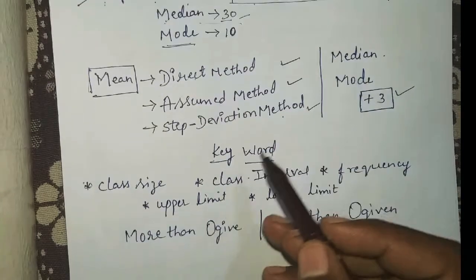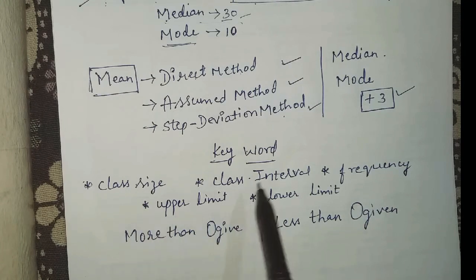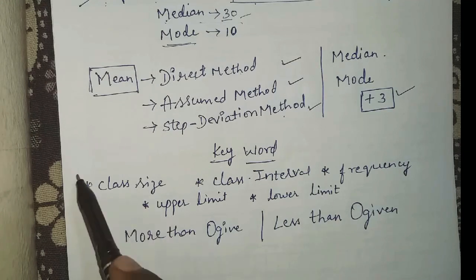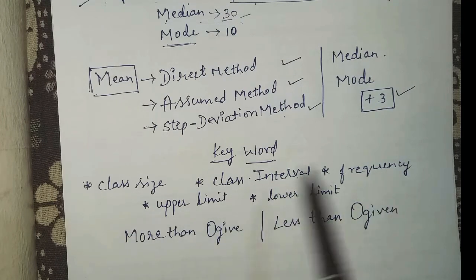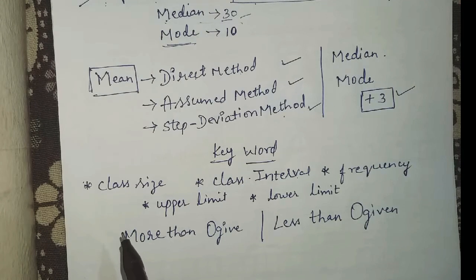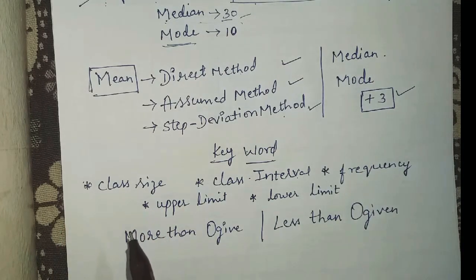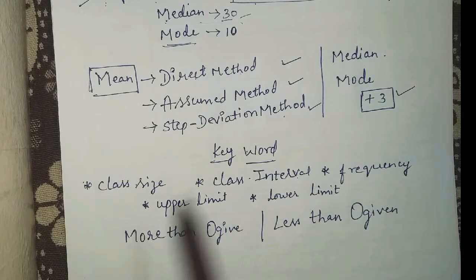Before going to the class, we'll see some keywords. What are the keywords? Class size, class interval, frequency, upper limit and lower limit. These are the 5 keywords. These 5 keywords are very important. They will be very useful in this chapter. While doing problems, I'll show you what is class size, class interval, frequency, upper limit and lower limit.